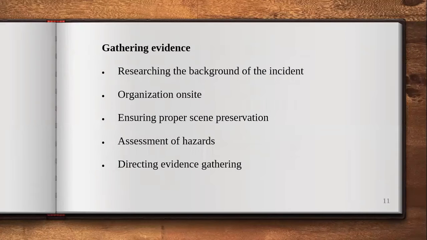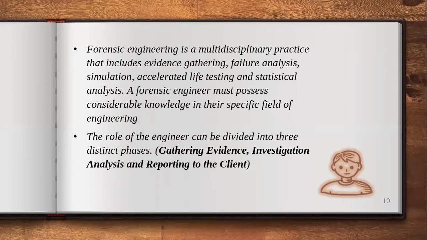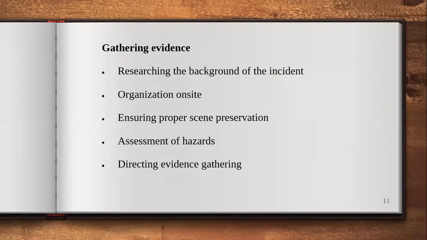Thank you. I'm Aliana Joy Canobar. We will now discuss the three roles of the forensic engineer in different phases. These are the techniques needed for forensic engineering cases. The first one would be gathering evidence. As for gathering evidence, it involves researching the background of the incident, knowing what happened, how it happened, and what the specific case scenario looks like.